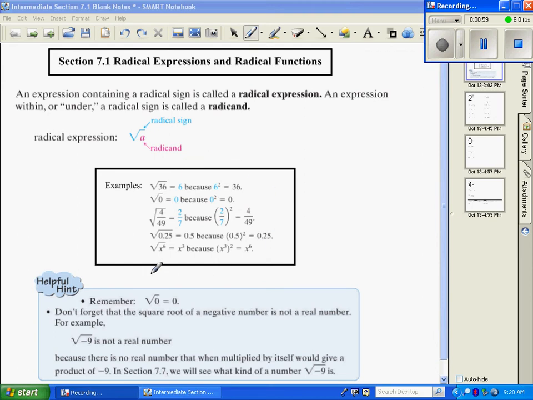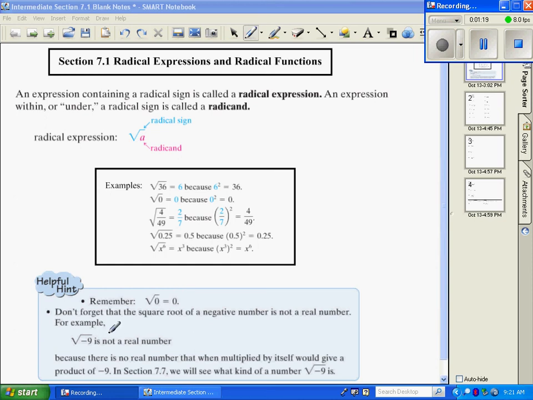Even when it comes to variables, we want to know what squared is going to give us x to the 6th power. And remember, when you have a power raised to a power, you multiply, so you get 2 times 3 is 6. Alright, a few of the helpful hints to remember is that the square root of 0 is 0.